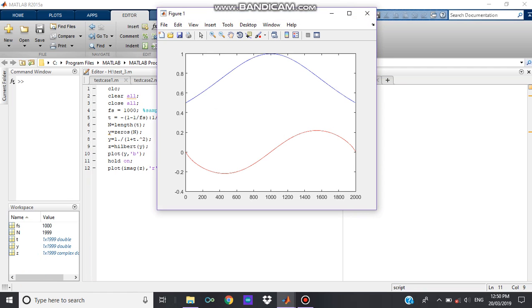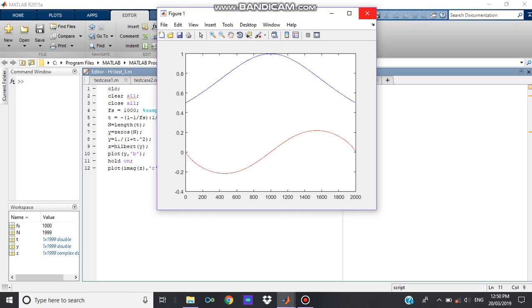See, in the Hilbert transform, as we can see, the zero crossing point is obtained at the peak. So in this way, identification of peaks gets easier. This process gives us feasibility in identifying the peaks in a signal and performing processing on it.